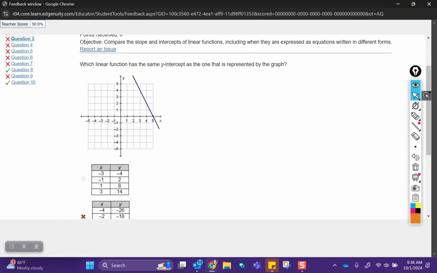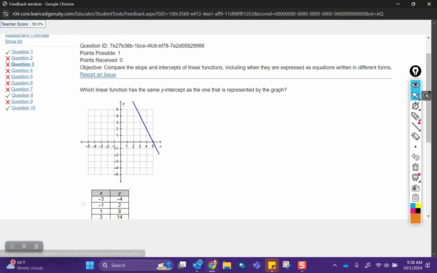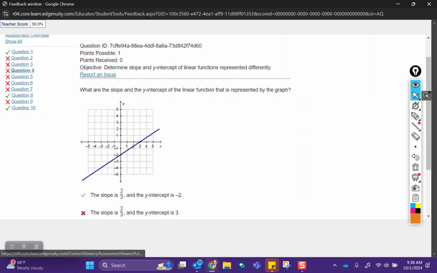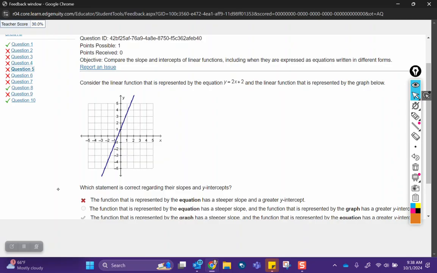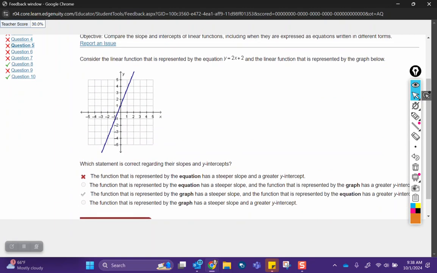Question 3, we already did that one. That one showed up all 3 times. Question 4, what are the slope and the y-intercept? We did that one. Question 5, we did, no, we didn't. Did we do this one? I don't know. Consider the linear function that's represented by 2x plus 2 and the one in the table or on the graph.